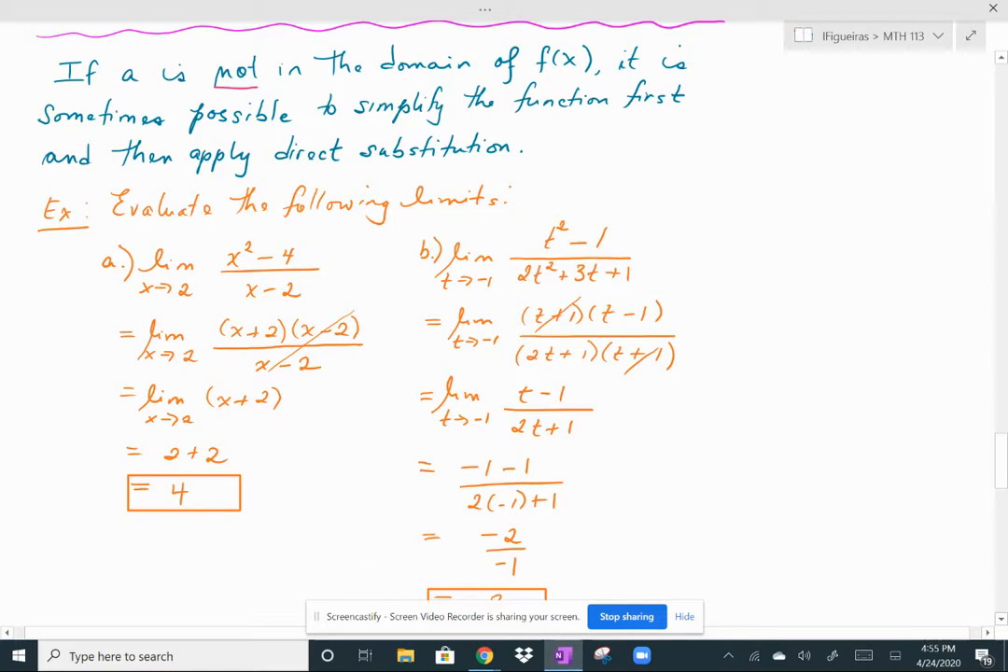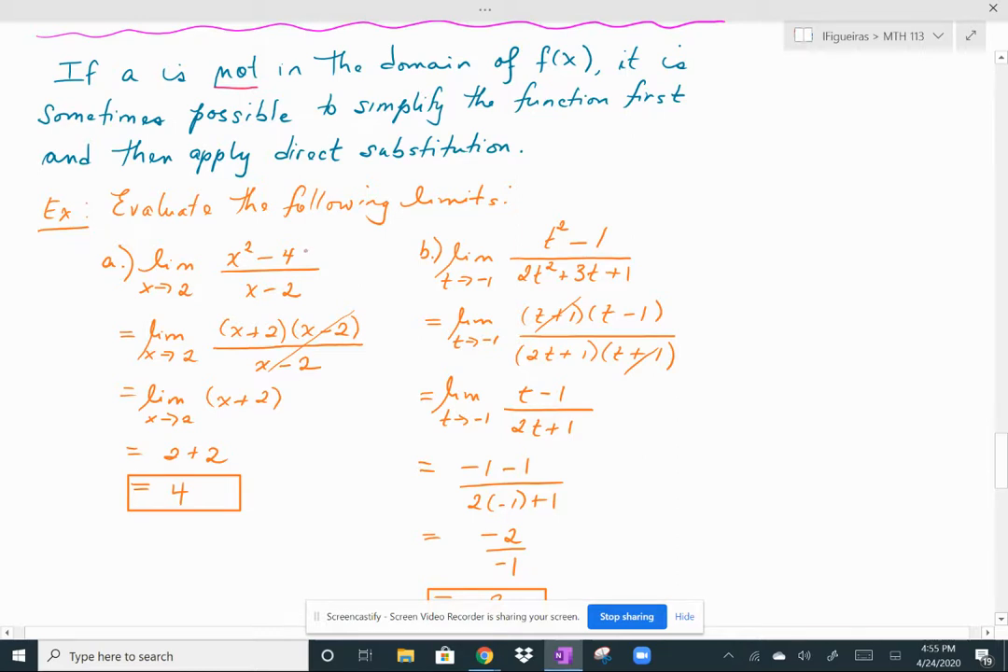I want to evaluate the limit as x approaches 2 of x squared minus 4 over x minus 2. So clearly, if I plug in 2 in here, I'll have a 0 in the denominator, and we know that's not something you can evaluate. That does not have a value of 0. That's actually undefined. But that doesn't mean that the limit doesn't exist. So let's actually simplify this.